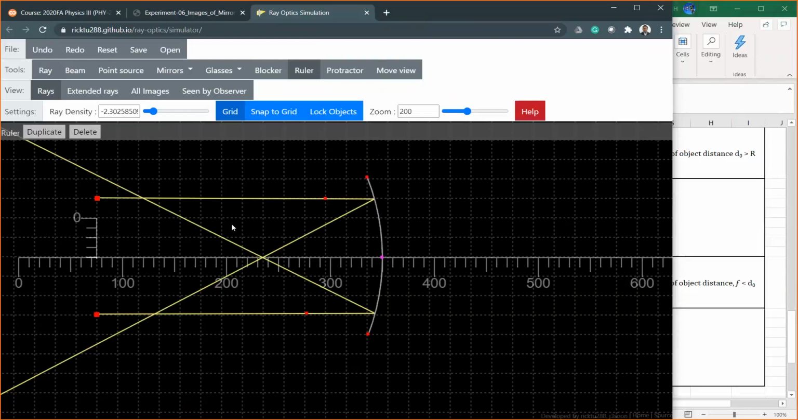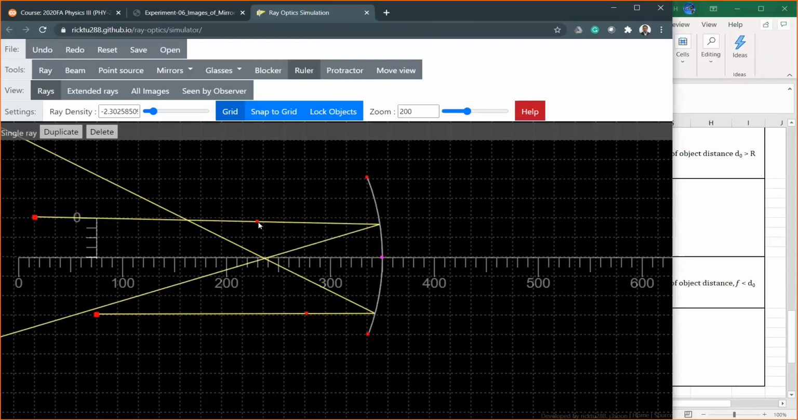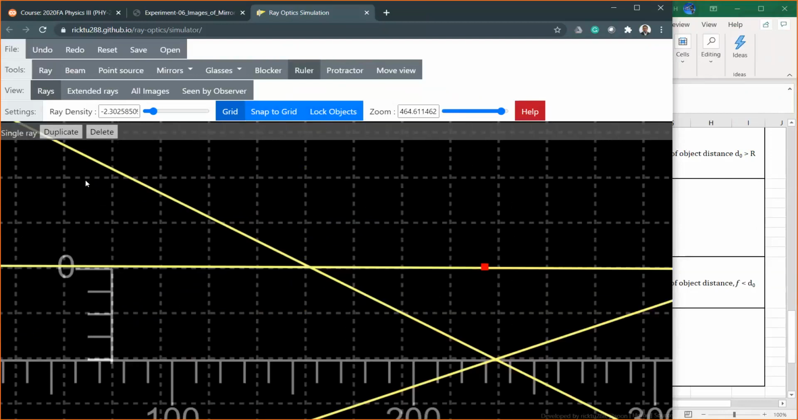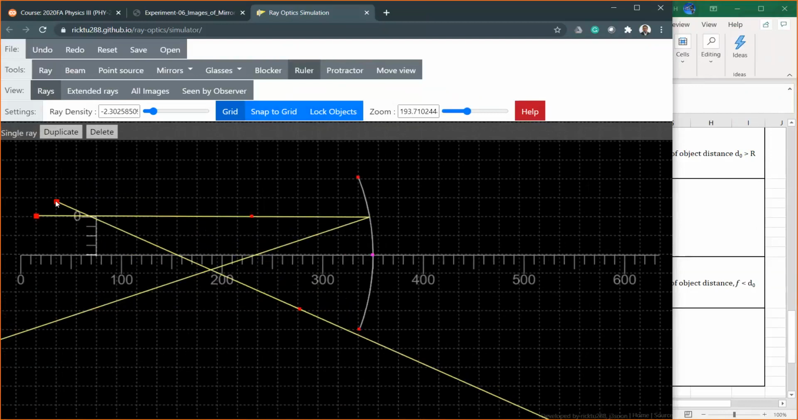All right, now I need 2 rays, right? I can use the same 2 rays here. So I need one ray which is passing from the top of this object and going parallel to the principal axis, right? That ray after reflection is going to pass through the focal point. Then I need one more ray, okay? To get the other ray, I can use this previous one. You can click and drag.